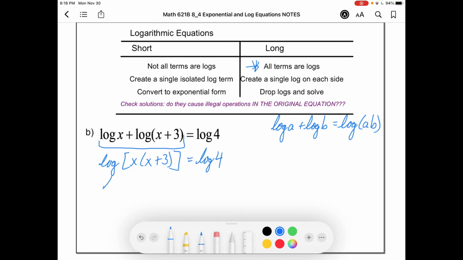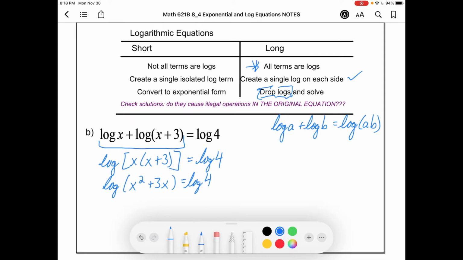Now maybe I'll make that look a little nicer. That will be the log of x squared plus 3x equals the log of 4. Create a single log on each side. That's what I did. Now that we've got a single log, we can drop the logs. So let's take away the logs.